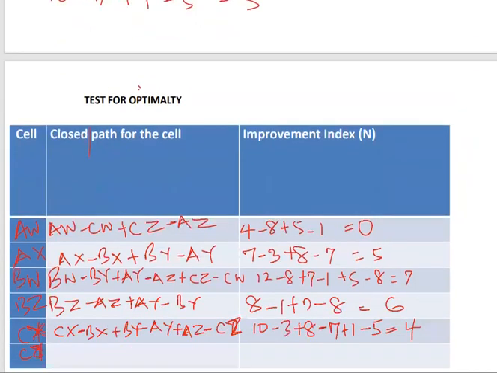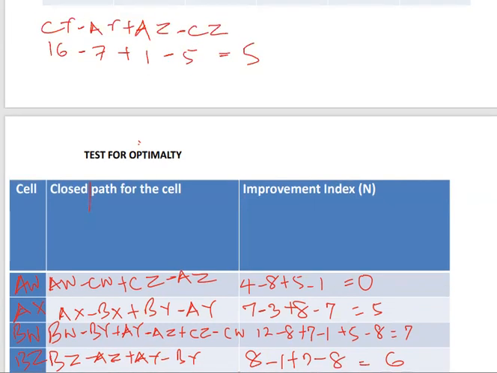Now for the other part, that is CY minus what? Plus AY, plus AZ, minus CZ. So what would that give us? One by one, please. 16 minus 7, plus 1 minus 5. So that is what? Positive 5, right? That will be positive 5.